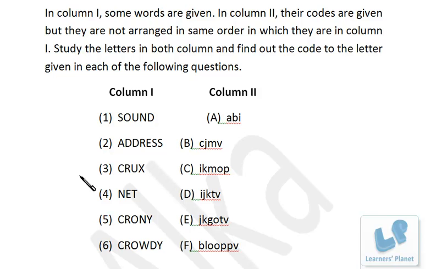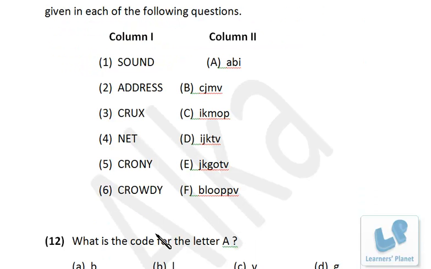Now friends, let's see the next set of problems. In column 1, some words are given. In column 2, their codes are given, but they are not arranged in the same order in which they are in column 1. Study the letters in both columns and find out the code to the letter given in each of the following questions, right? See, this is a set of letters and these are their codings, but they are not in the same order as in column 1, right? So as in the previous set, we just directly jump to the questions. Let's see the first one. What is the code for letter A, right?